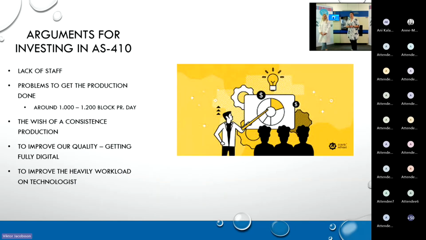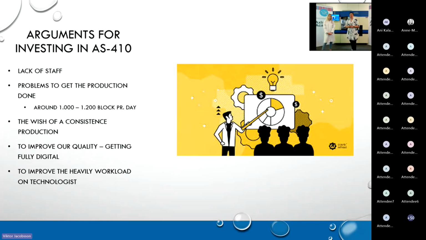Yes, just a little about the arguments we had for investing in the AS back in the days. As you can say, it's quite some years now. But the main reason was lack of staff. We couldn't get enough technologists to do the manual sectioning of the slides. So to increase a baseline where we could always rely on, for example, 300 blocks to be sectioned.